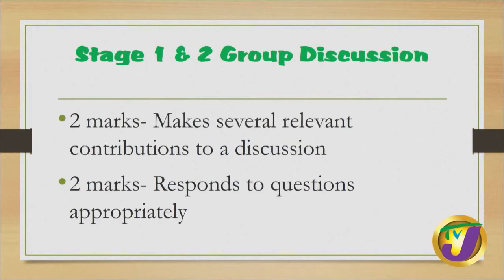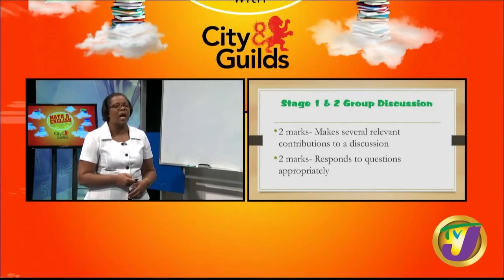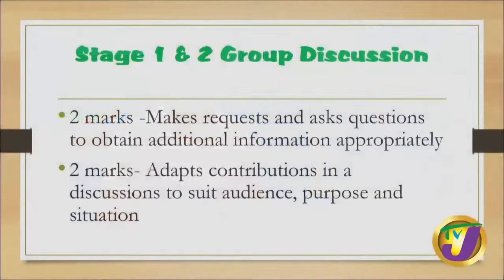You gain 2 marks if you make several relevant contributions to a discussion, so you have to come prepared. 2 marks if you respond to questions appropriately. So yes, you want to respond to the question, but you must make sure that you respond appropriately. Answer the question. 2 marks if you make requests and ask questions to obtain additional information appropriately. So if somebody is speaking and you need more information, make the request, ask your question, but do so appropriately.